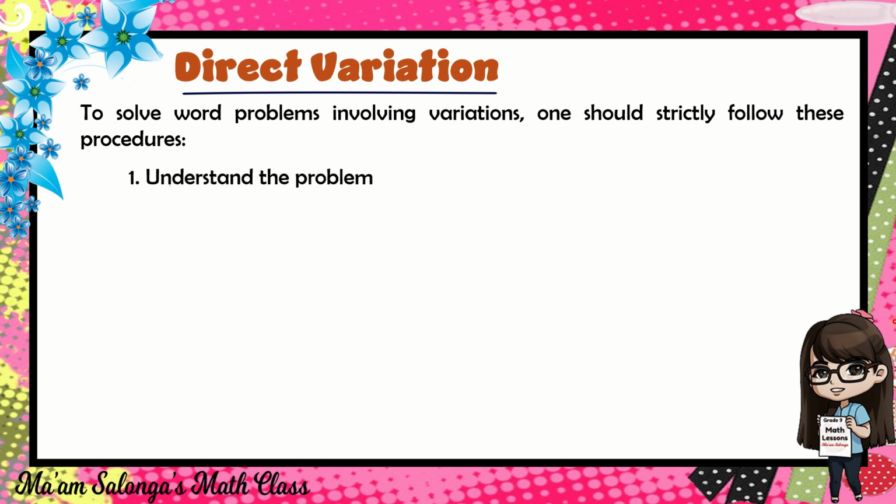In solving word problems in direct variations, we should follow these procedures. Number 1, understand the problem. Read the problem carefully to identify what quantities are varying directly and determine what you need to find.